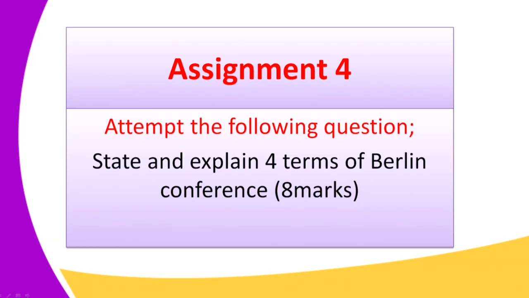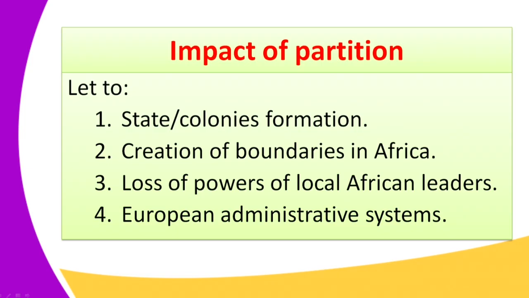Finally, the Berlin Conference resolved that any power occupying a certain region was supposed to protect the missionaries in that area, as well as protect the freedom and interests of the white man.